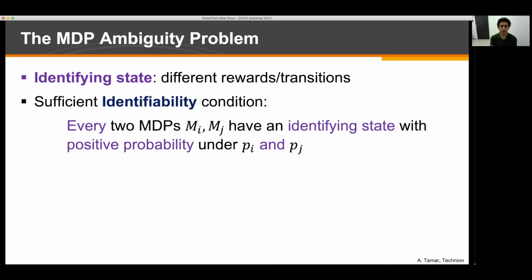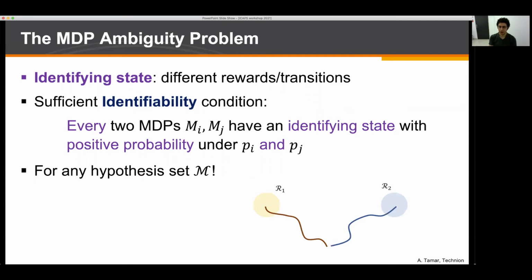And we identify that a sufficient condition for identifiability is that every two different MDPs visit in our data some identifying state. Basically here, for the MDP with the left reward, we need trajectories both from the reward and to visit the blue area and see that there is no reward there. This is basically what this means. And if we can satisfy that, this works for any hypothesis. This is what we prove in the paper.